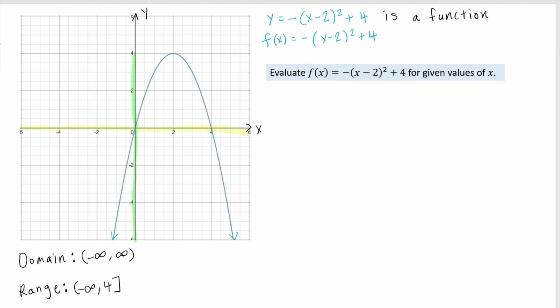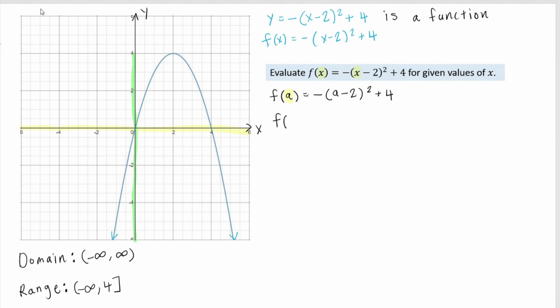Let's evaluate f of x for the given values of x. How about f of a? x is equal to a, so we have negative a minus 2 squared plus 4.